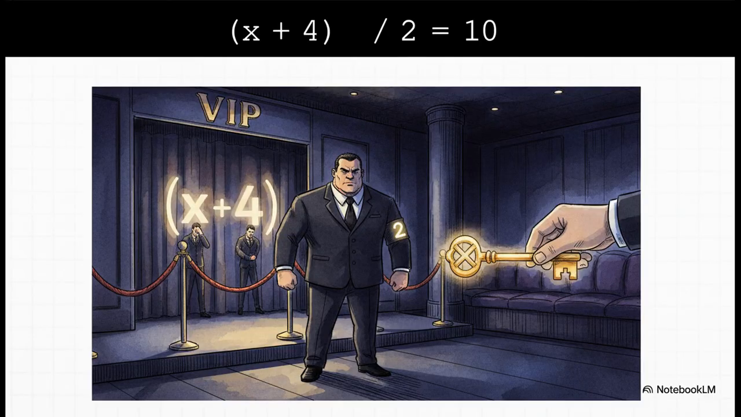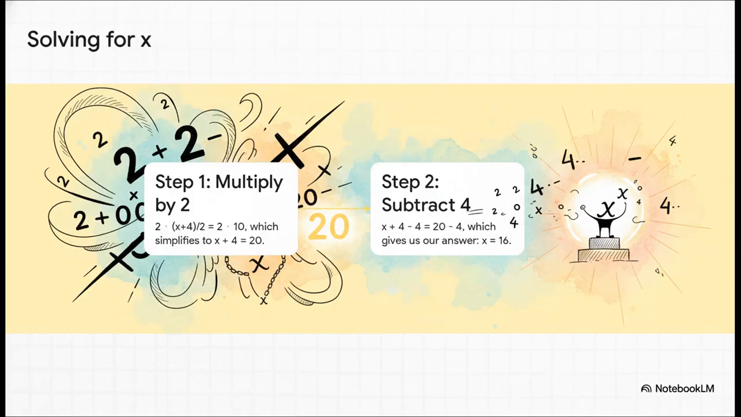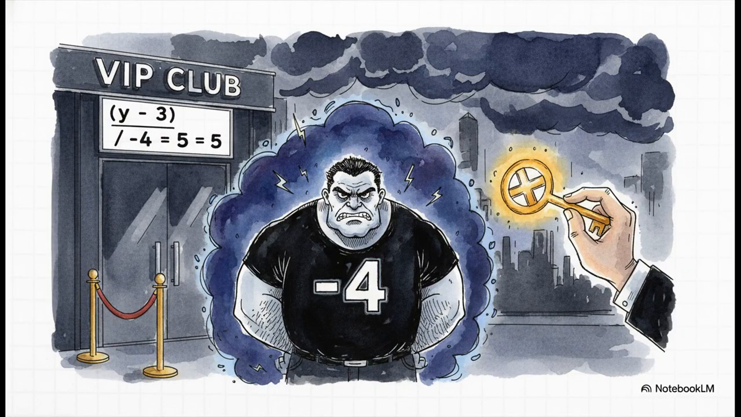Okay, let's put this key to the test with our original problem. We've got x plus 4 trapped in the VIP section, and that 2 is playing bouncer. Let's solve this thing. First step, we deal with the bouncer. We multiply both sides by 2. On the left, the 2s just cancel out, finally unlocking x plus 4. On the right, 10 times 2 gets us 20. And just like that, look what we have. A super simple one-step equation. Subtract 4 from both sides, and we find our answer, x equals 16. See? Not so bad. Ready to level up a little?